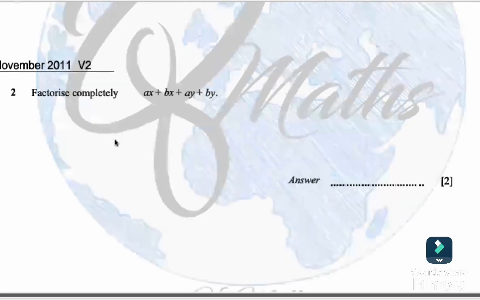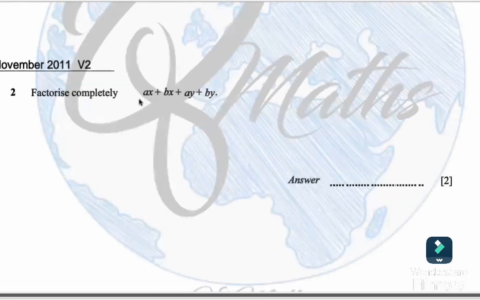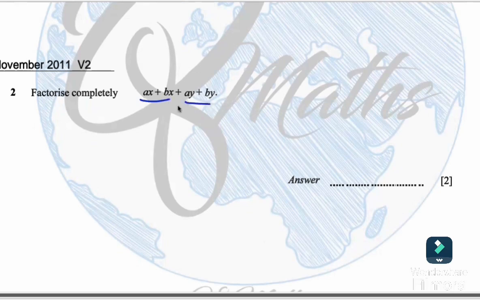Okay. Factorize completely. So look, there are 4 expressions over here. So try to group them first. If you group 4 into 2 and 2, then the factorizing becomes very easy. If you look, x is common over here. So it is going to be x(a plus b) plus y is common over here, which is going to be y(a plus b). So again group them.